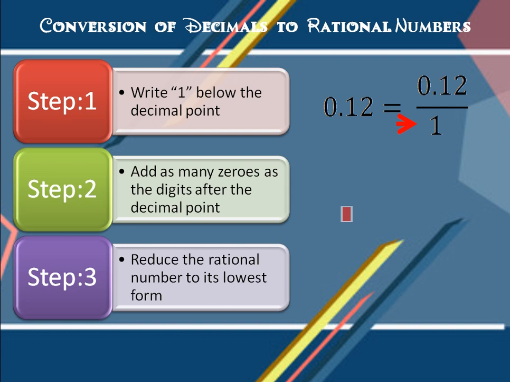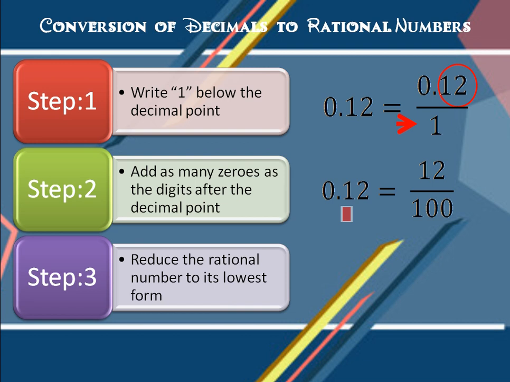Step 2, add as many zeros as the digits after the decimal point. I have 2 digits after the decimal point, so I will add 2 zeros in the denominator after 1, as well as getting rid of the decimal point. So my decimal number 0.12 will be converted into the rational number 12 over 100.